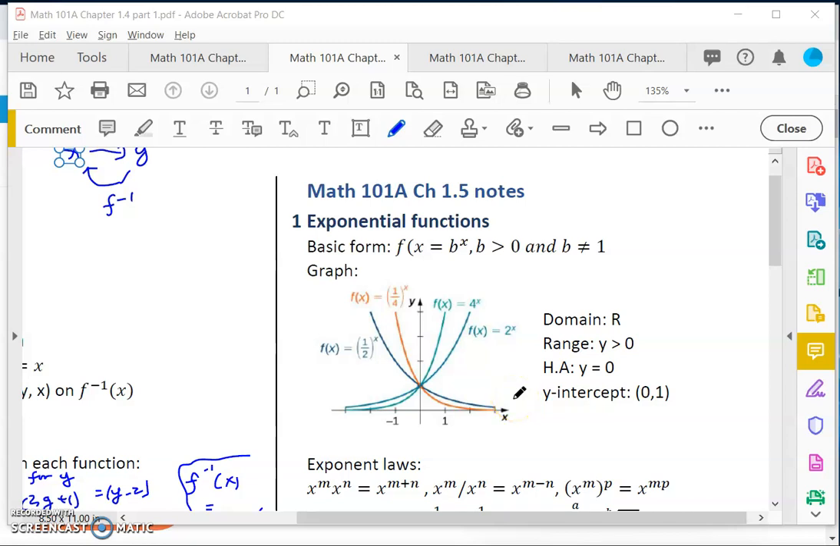Hi, in this video, we're going to cover Chapter 1.5, Part 1, Exponential Functions. So what is an exponential function? It would have a basic form of f of x equal to b to the x. B is the base. B has to be positive, and it cannot be 1, otherwise it's just a constant function.